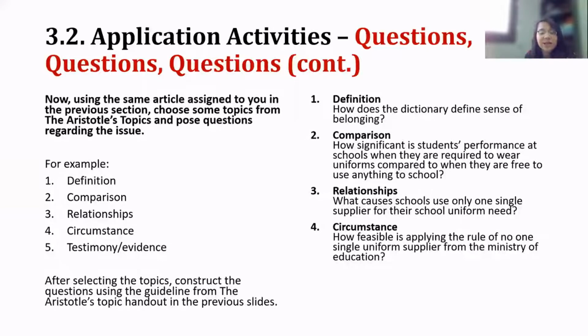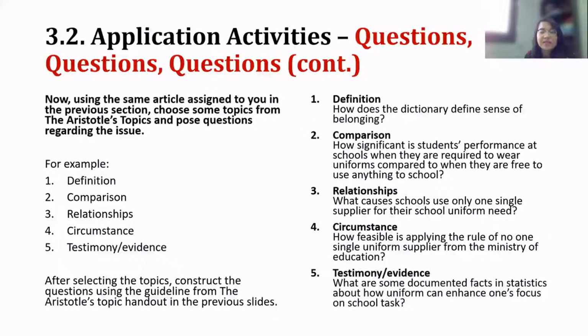Number 4, circumstance. How feasible or how possible is applying the rule of no one single uniform supplier from the Ministry of Education? And the last one, testimony or evidence. What are some documented facts in statistics about how uniform can enhance one's focus on school tasks?